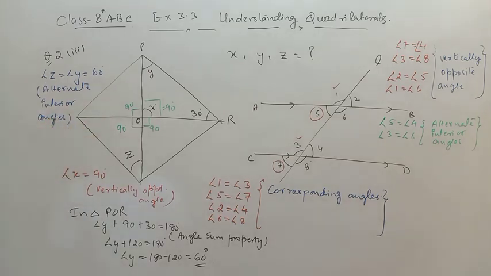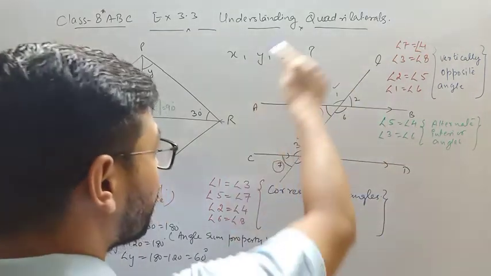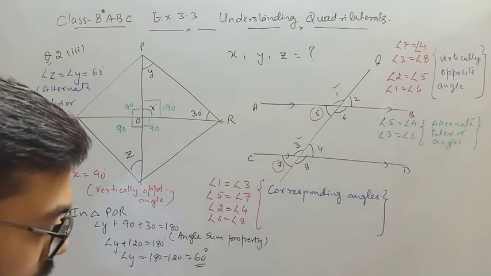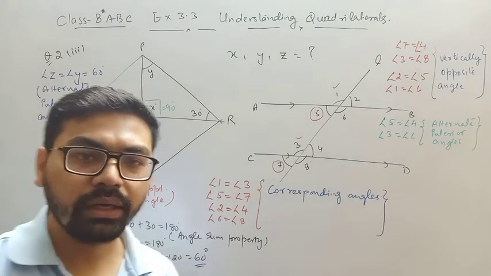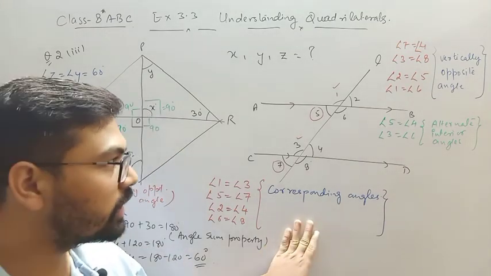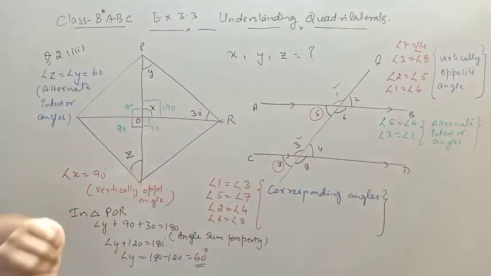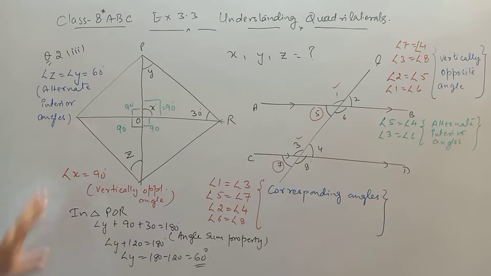This concept is very important because this concept is related to parallelograms. Whenever you are talking about parallelograms, you have three different types of angles: corresponding angles, alternate interior angles, and vertically opposite angles, okay? Please note it down fast because this is a parallelogram.